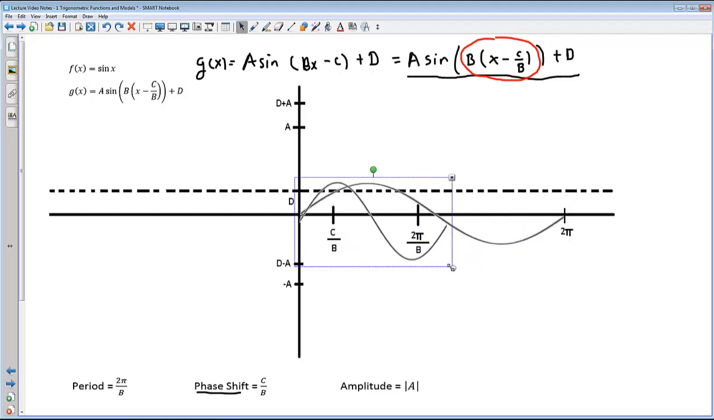So 2 pi is going to compress it horizontally by this little b here. Everything's the same, it just becomes a little smaller. And that's what the period now is, 2 pi over b. So it just compresses it horizontally.